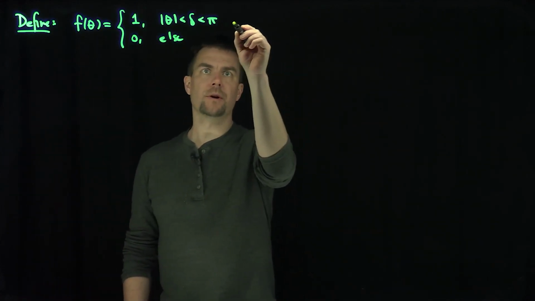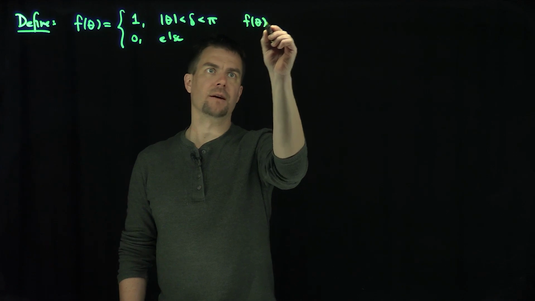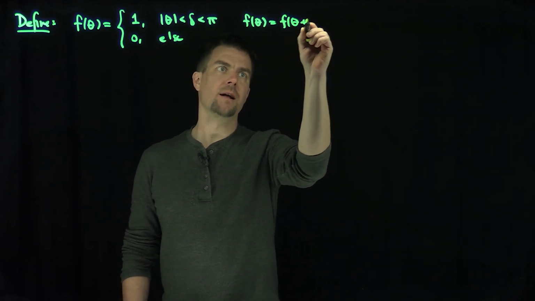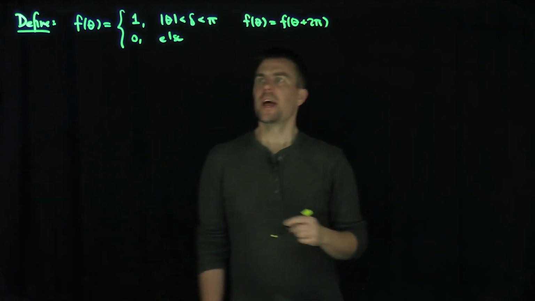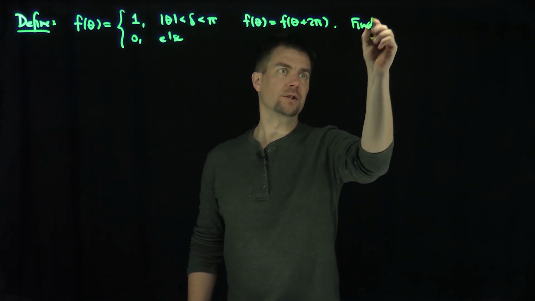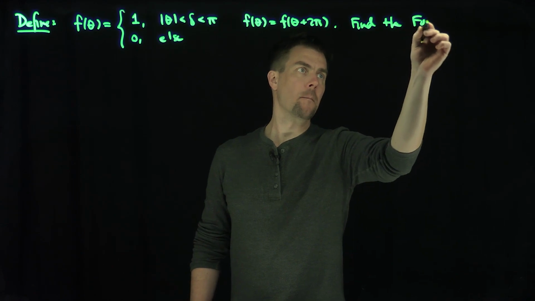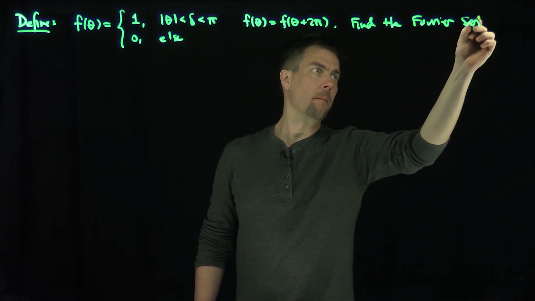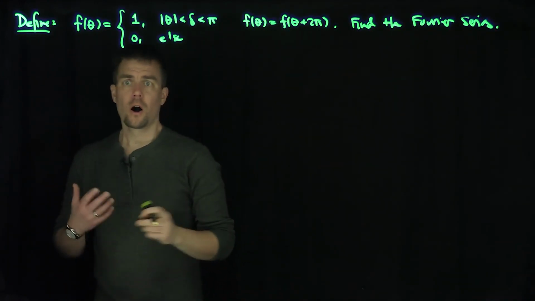Make this function 2 pi periodic by saying that f of theta is equal to f of theta plus 2 pi. That periodizes the function. And then let's find the Fourier coefficients of this function. Let's find the Fourier series of this function. All right, so let's do it.